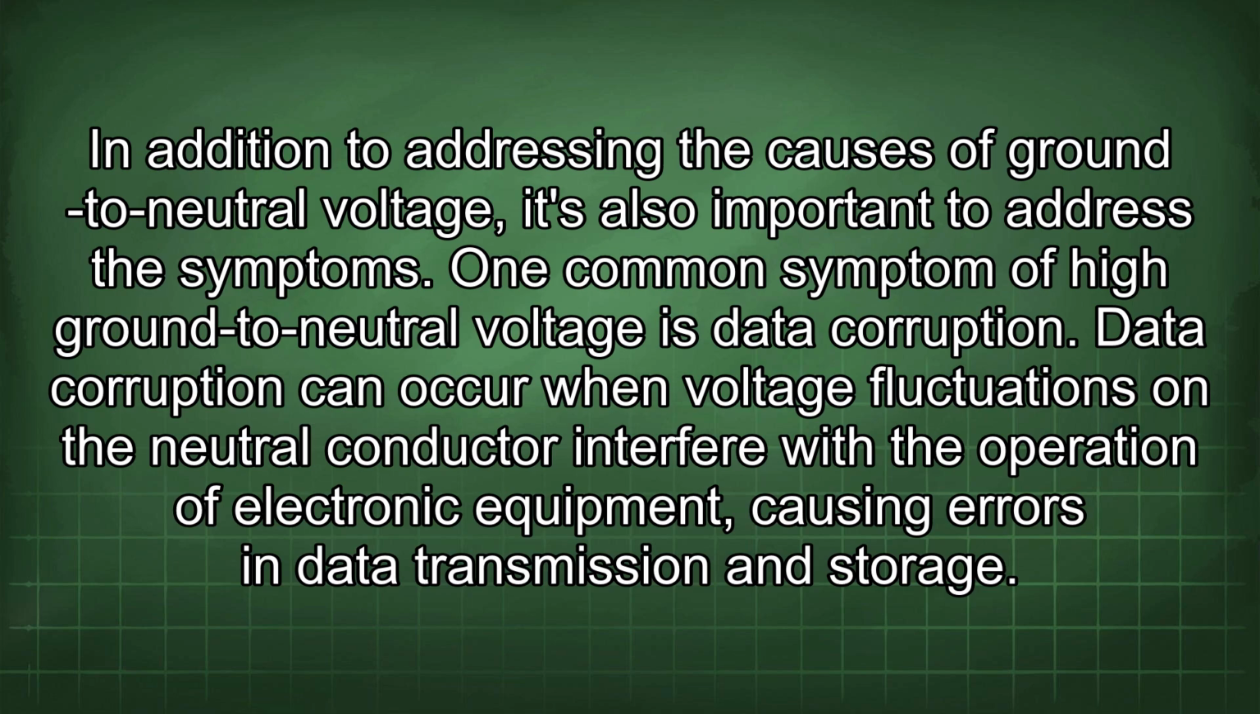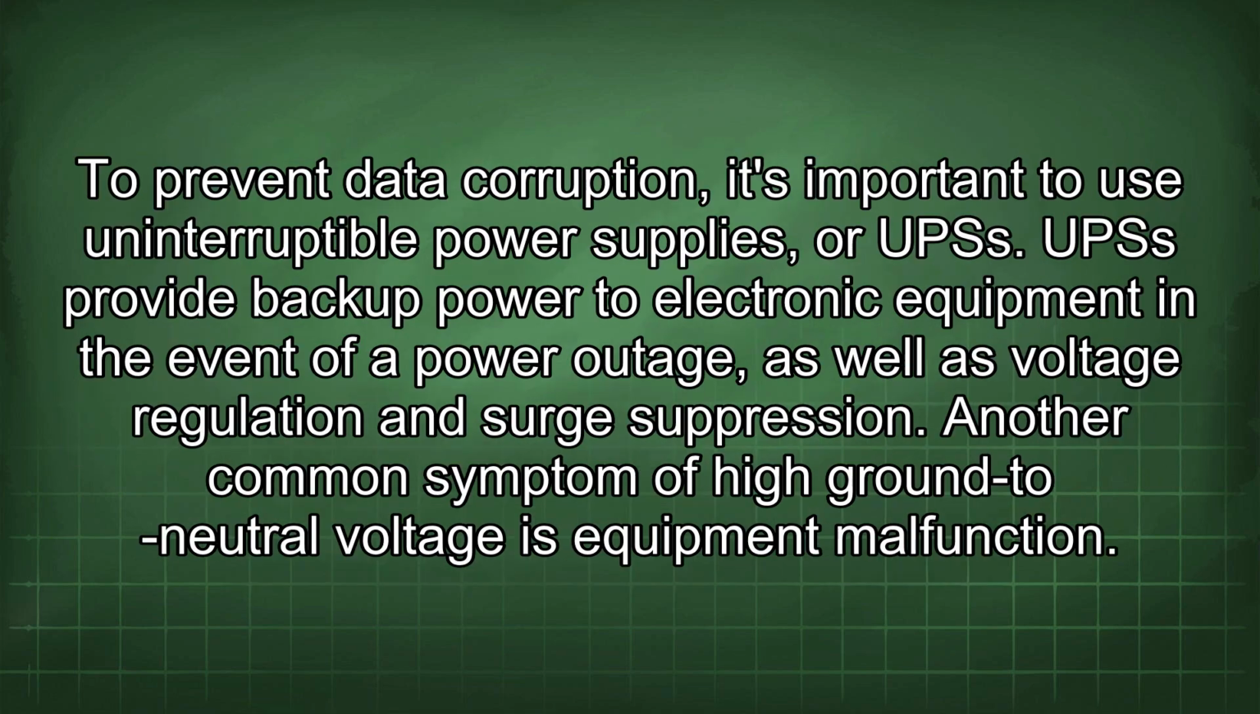One common symptom of high ground to neutral voltage is data corruption. Data corruption can occur when voltage fluctuations on the neutral conductor interfere with the operation of electronic equipment, causing errors in data transmission and storage. To prevent data corruption, it's important to use uninterruptible power supplies, or UPSs. UPSs provide backup power to electronic equipment in the event of a power outage, as well as voltage regulation and surge suppression.